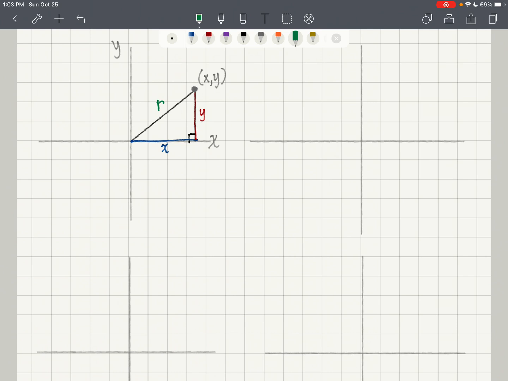I'm going to call it r because eventually it's going to be part of a circle that has a radius, and that's going to end up being the radius. But we don't need to worry about what r stands for at this exact moment in time. We just know that we're going to call it r. So we've got the horizontal leg is x, the vertical leg is y, and the hypotenuse is r.